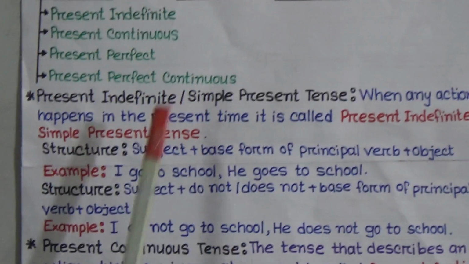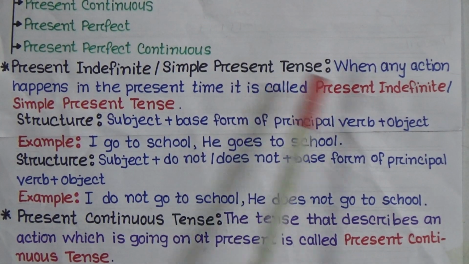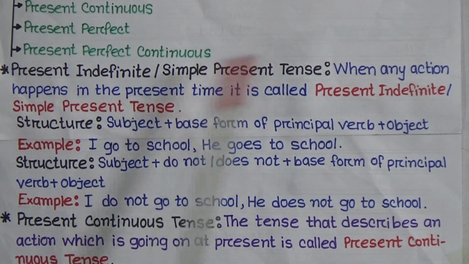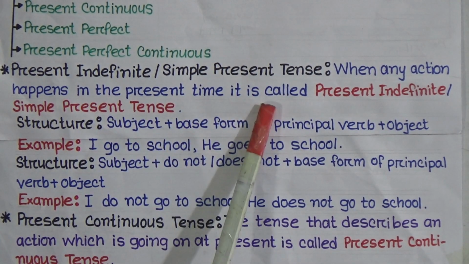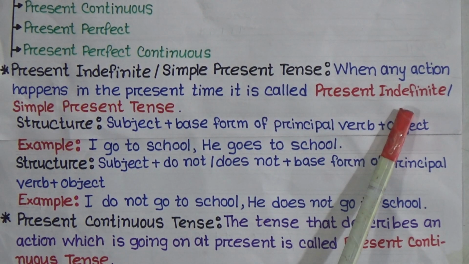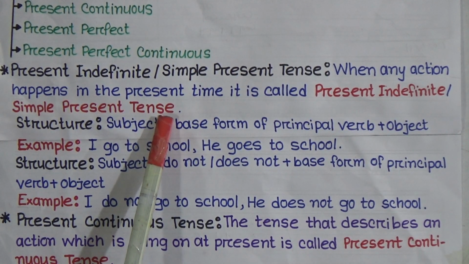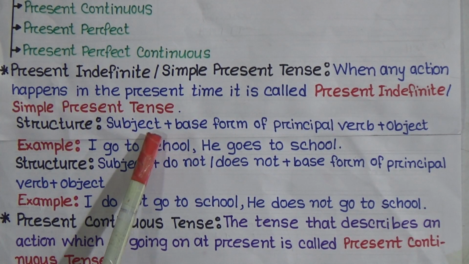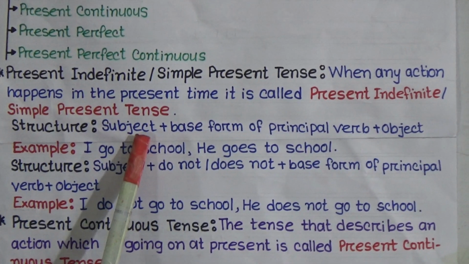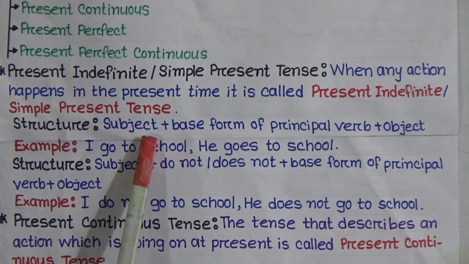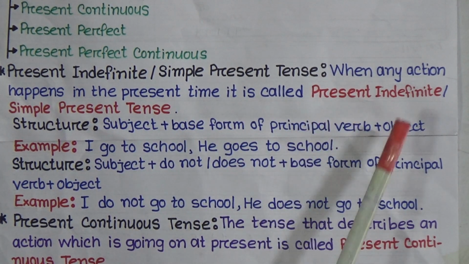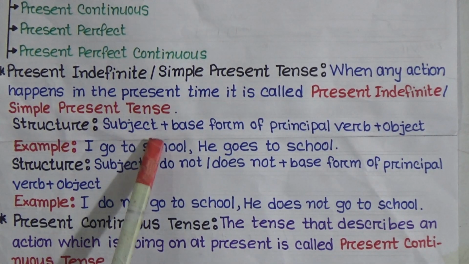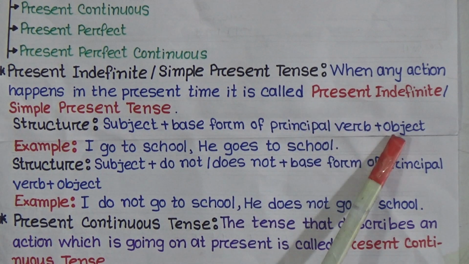When any action happens in the present time, it is called present indefinite tense or simple present tense. Students, we have to memorize the structure of present indefinite tense. Look here, I have written the structure. The structure is subject plus base form or principal verb and then object. I'm repeating the structure: first, subject, then base form or principal verb, then object.